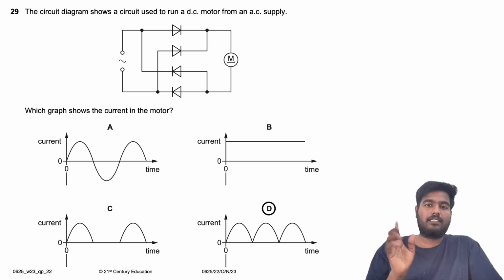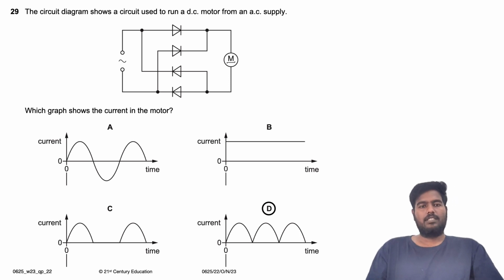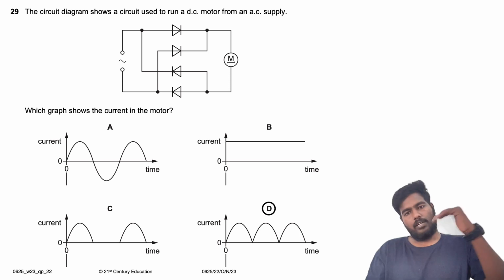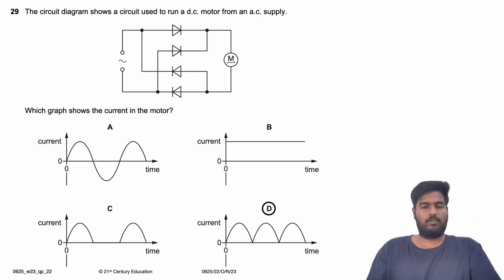In higher grades, in AS and A level, you will understand what the role of the capacitor is in the full wave rectifier. But as of here, D is the right answer. So only positive sides of the wave. There is no negative side of the wave. It's been converted into positive.